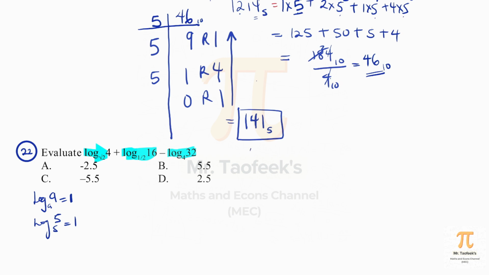So starting with the first one, we have log of 4 to the base of root 2, plus log of 16 to the base of 1 over 2, minus log of 32 to the base of what? To the base of 4.